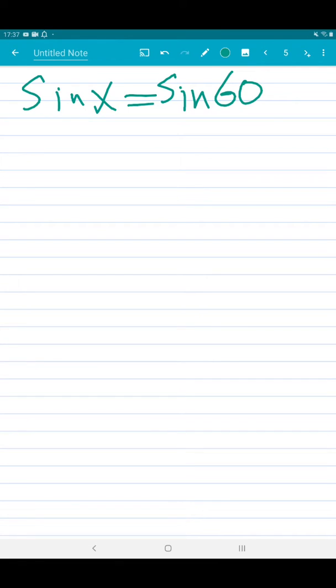Okay, this is for sine. Another example, or it's homework. If sin x equals sin 60, find x. It's homework, okay? Homework for you.